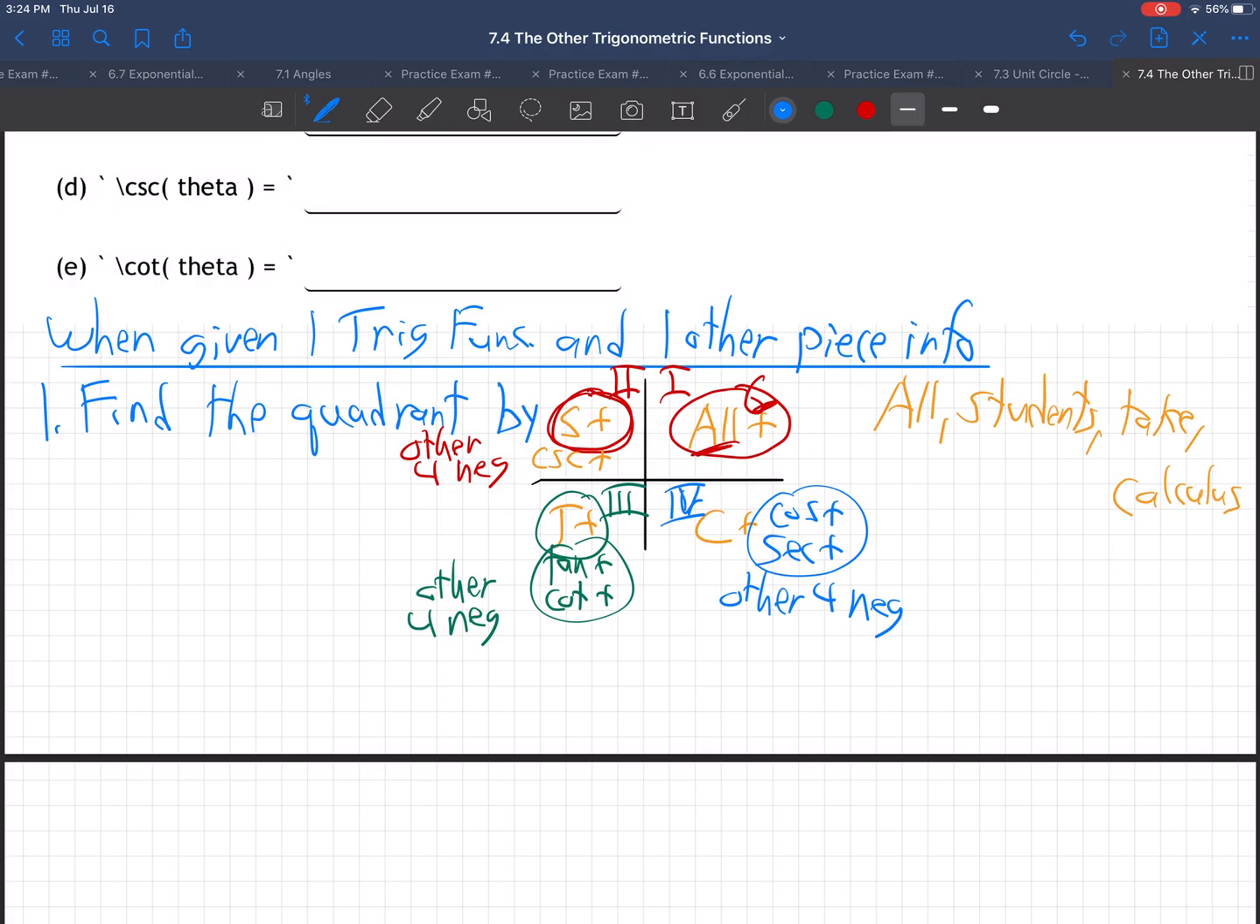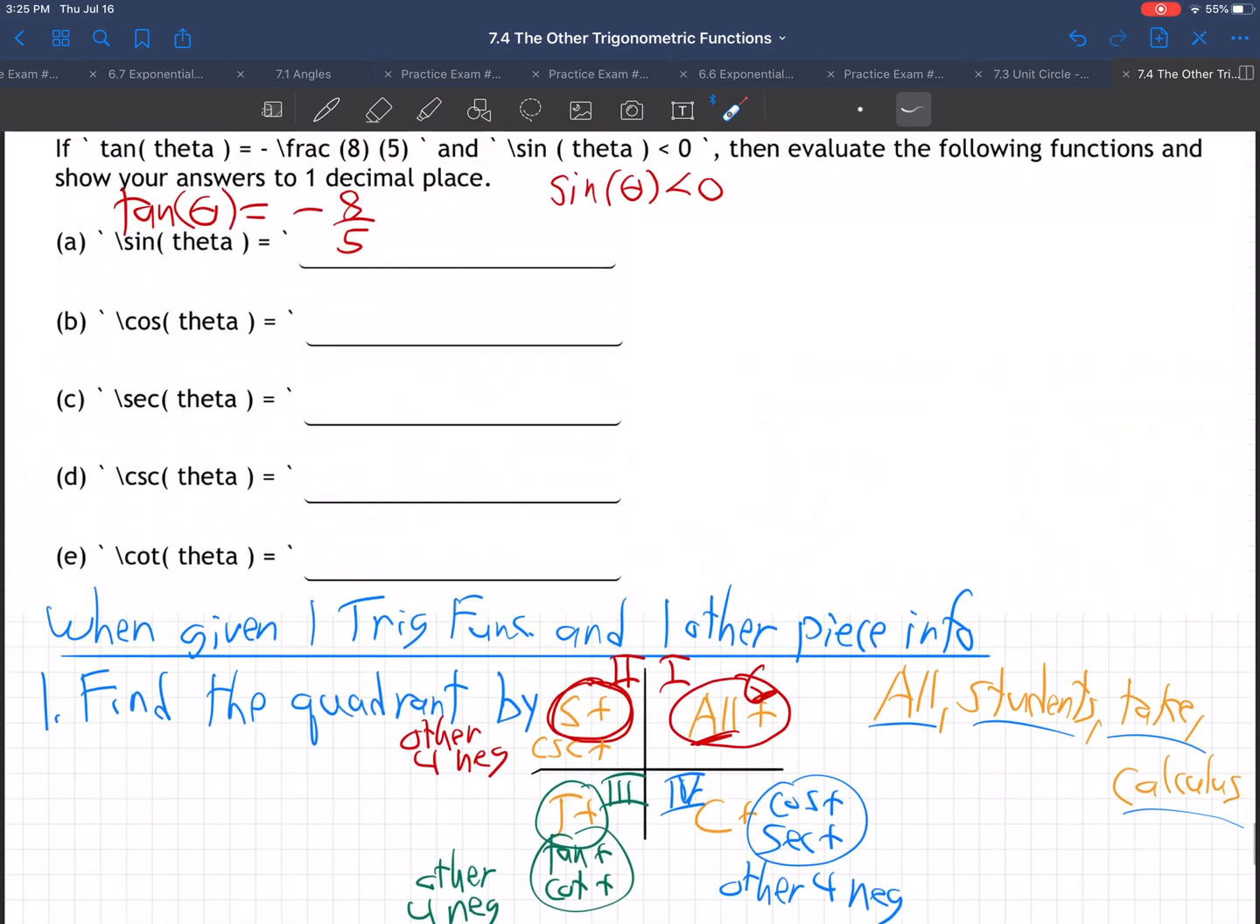So that's a really quick, handy way to know which trig functions are positive and which are negative in which quadrants. All students take calculus, just put them in the four quadrants, and that tells you all are positive, sine and his upside down are positive, only tangent and his upside down are positive in the third, and cosine and his upside down, secant, are positive only. The other four are all negative. All right, so now we're ready to get down to business.